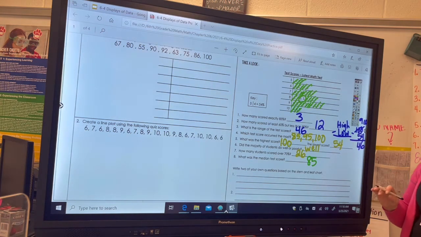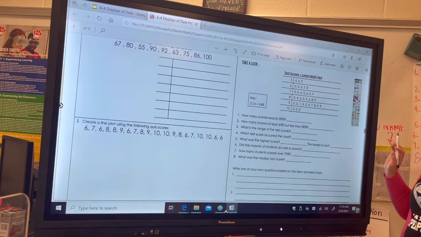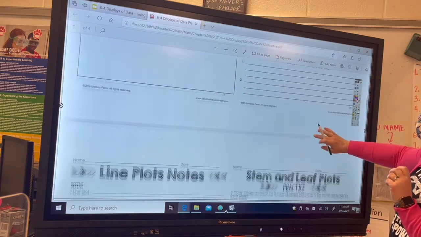Write 2 of your own questions based on the stem and leaf chart. What'd you come up with? I didn't do that one. Okay, so at home you need to come up with your own questions. Okay, and we're gonna keep going. You'll have to do that when we get finished.